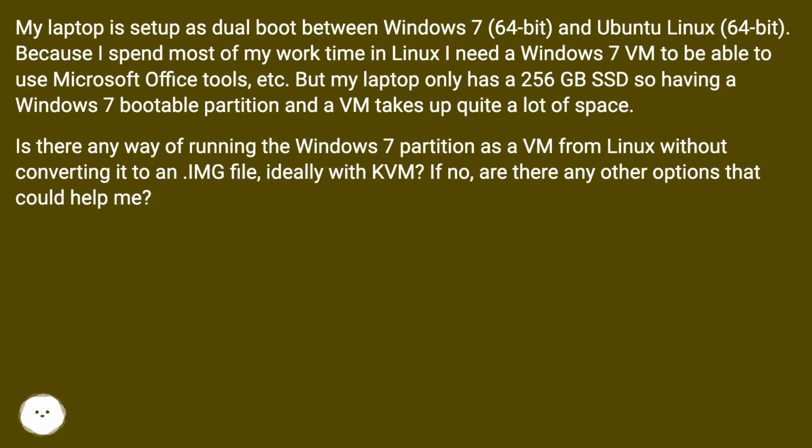But my laptop only has a 256 GB SSD, so having a Windows 7 bootable partition and a VM takes up quite a lot of space. Is there any way of running the Windows 7 partition as a VM from Linux without converting it to an .img file, ideally with KVM? If no, are there any other options that could help me?